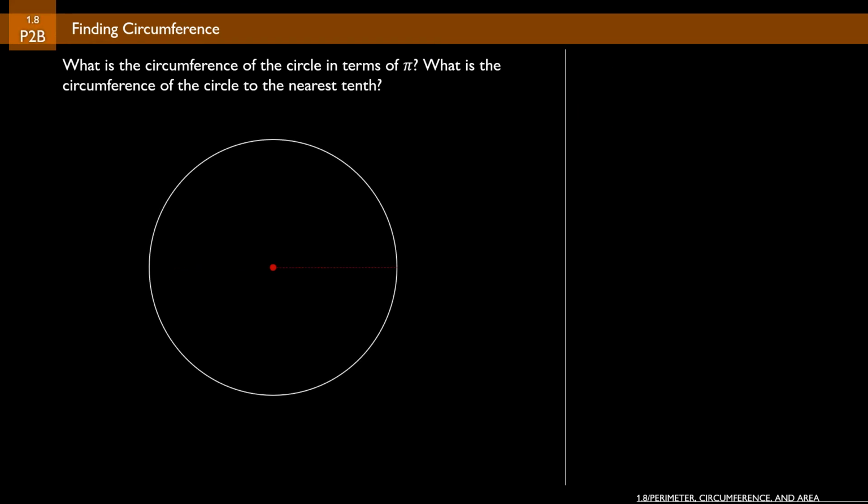Again, with problem number 2, we're going to be looking for circumference in terms of both pi and down to the nearest tenth, but this time we're given a circle with a 4 centimeter radius. So what we'll do this time is we'll choose the formula c equals 2 pi r.